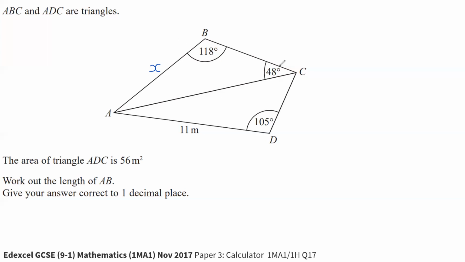So we've been given two of the angles in triangle ABC, and we've been asked to find this side length, which I've called X for now. And we've been told ADC, this triangle here, and we've been given one of the lengths as 11 meters, and we've been given one of the angles, and we've also been told the area of this triangle is 56 meters squared.